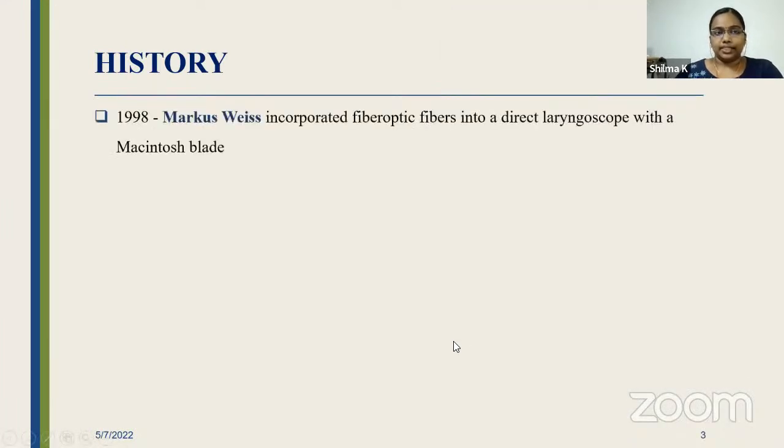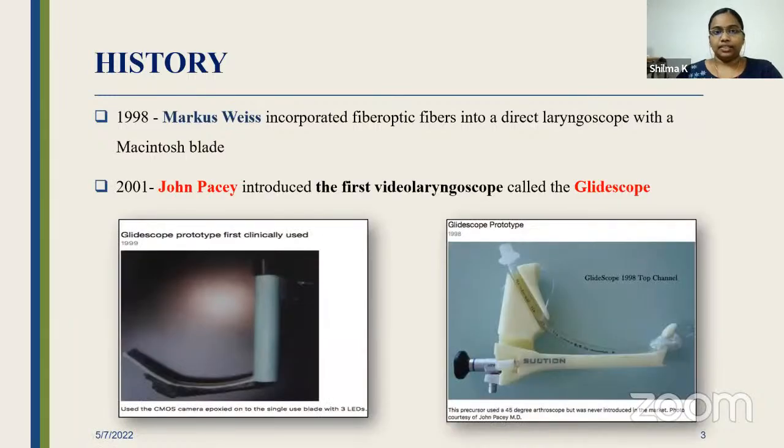Then later, in 1998, Marcus Weiss incorporated fiber optic fibers into a direct laryngoscope with a Macintosh blade. Then the first video laryngoscope, the Glidescope, was introduced in 2001 by John Pacey.